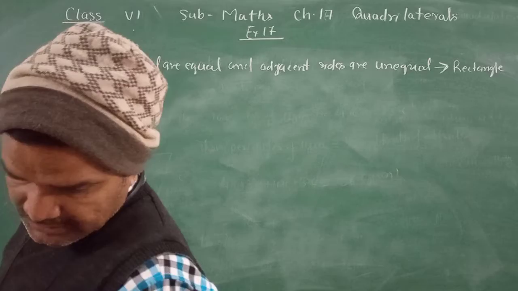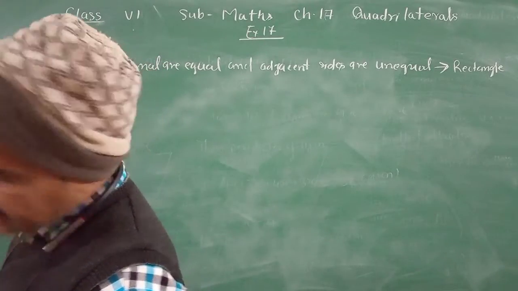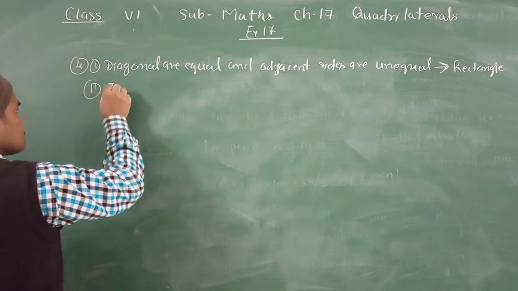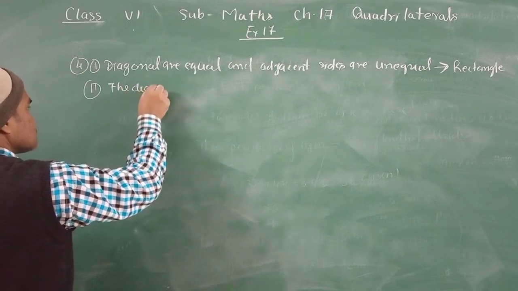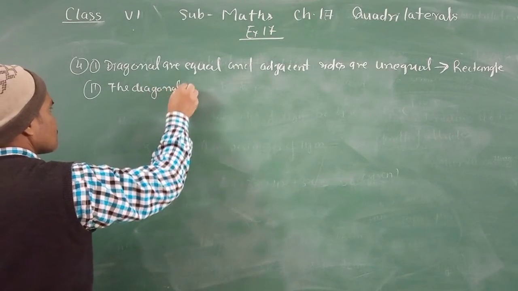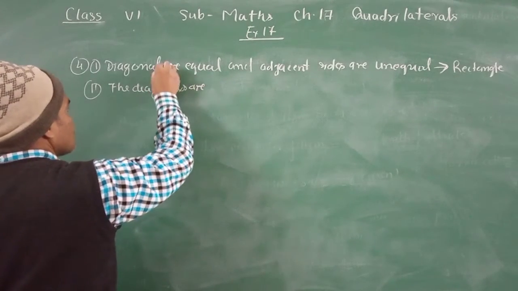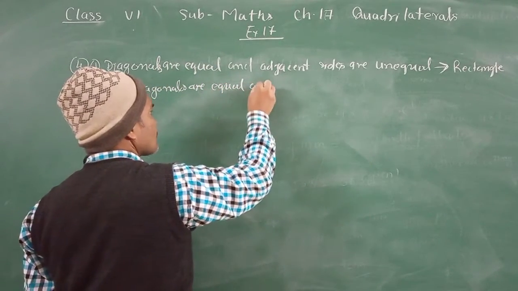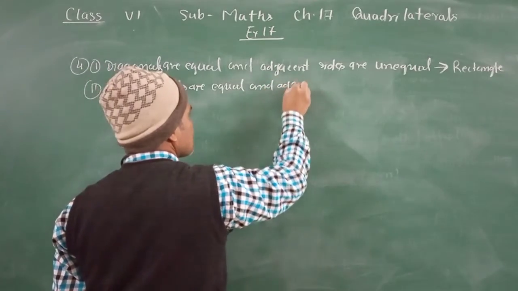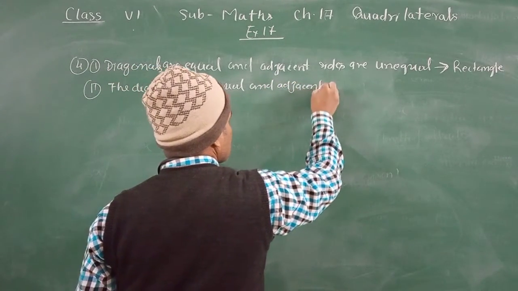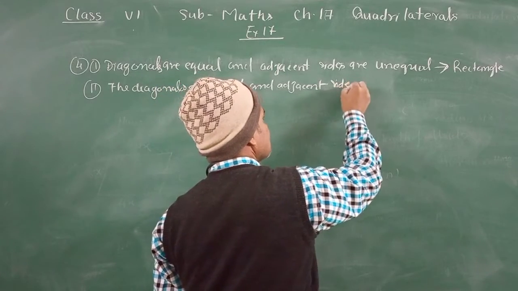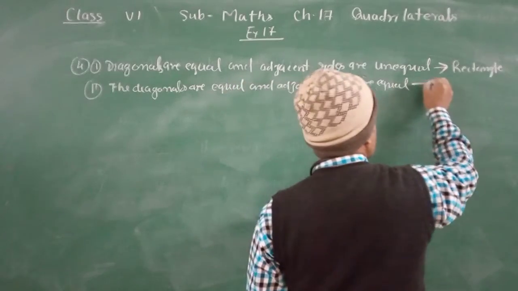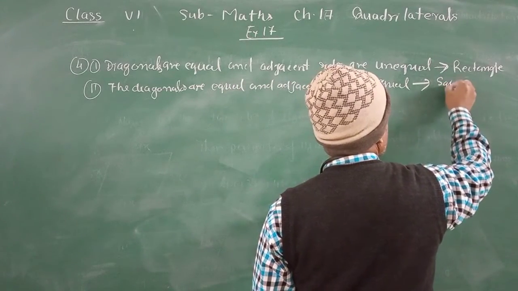Second, the diagonals are equal and the adjacent sides are equal. Here the diagonals and adjacent sides both are equal, that is a square.